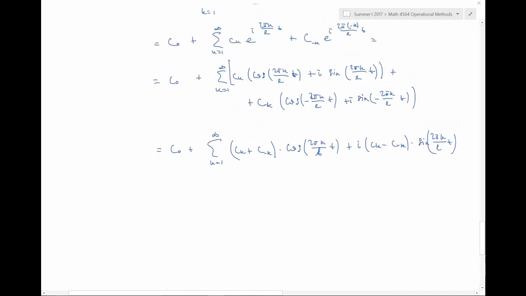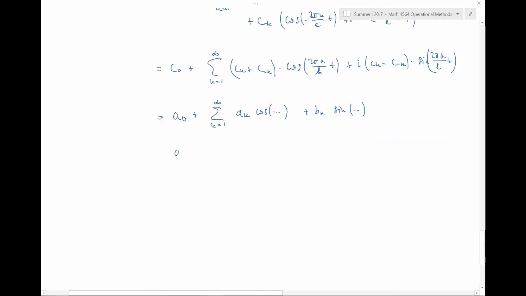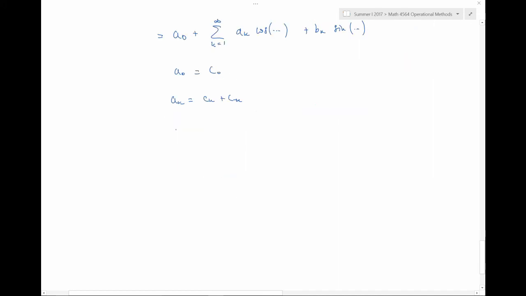So what happens here, if I compare it to the real Fourier series, which has a coefficient a naught plus the sum, k goes from 1 to infinity, of ak cosine plus bk sine, then I can tell that a naught should be the same as c naught, and ak should be ck plus c negative k, and bk is i times ck minus c minus k.